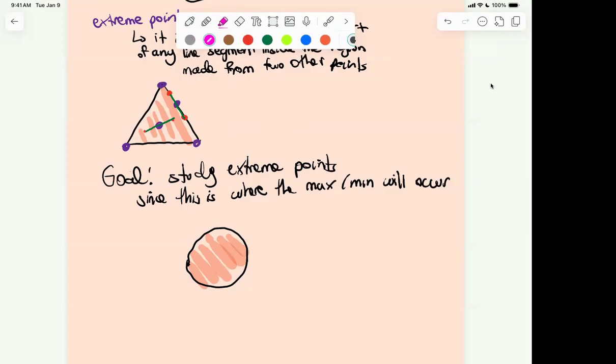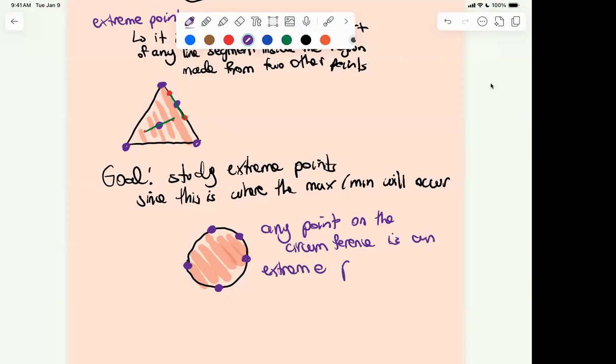And again, proof by picture hopefully makes it clear, but of course, showing it algebraically can be trickier. So I'm not saying it would necessarily be an easy proof, but any point on the circumference is an extreme point of the disk.